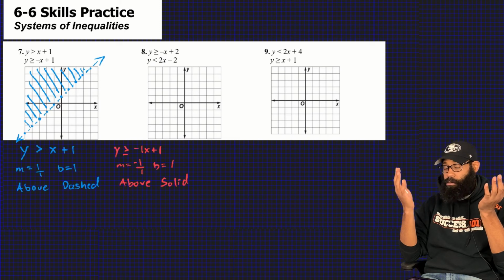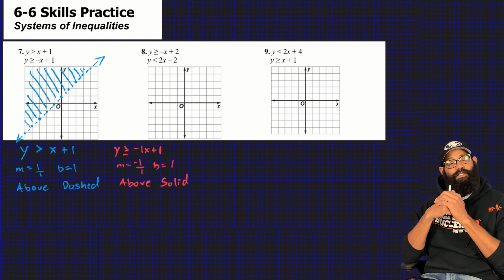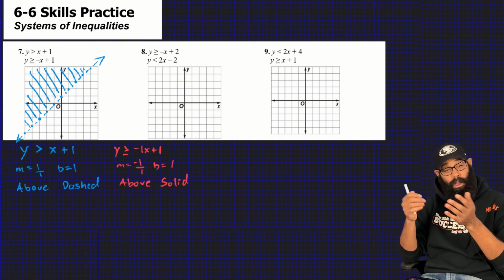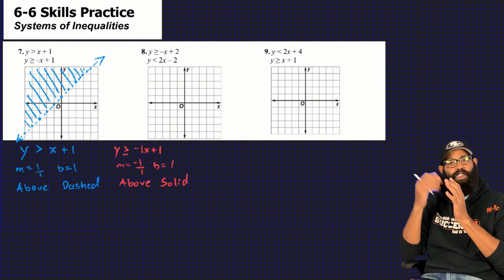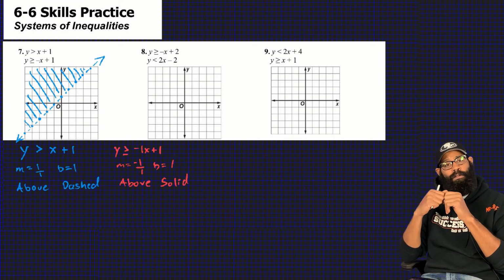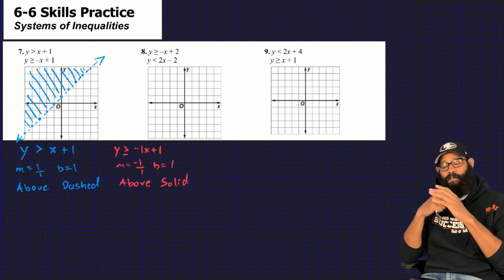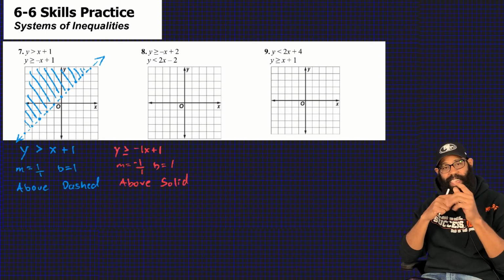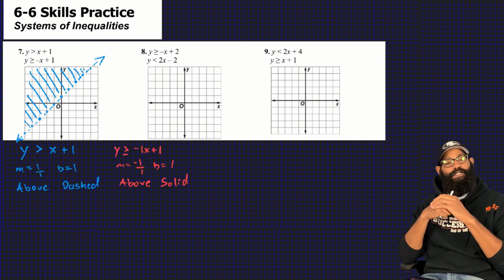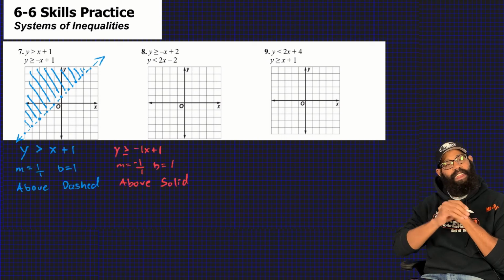2 plus 2, x plus y. If it said x plus y is greater than 4, is 2 plus 2 greater than 4? No. 2 plus 2 equals 4, but 2 plus 2 is not greater than 4. So don't make that line solid because that coordinate 2, 2 doesn't work. When x is 2 and y is 2, it's not greater than 4. But the minute I say x plus y is greater than or equal to 4, now that line becomes solid.